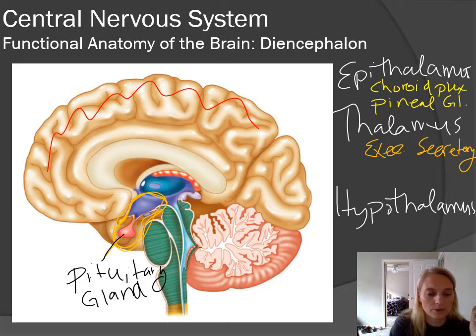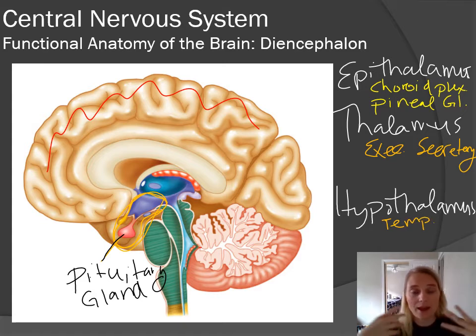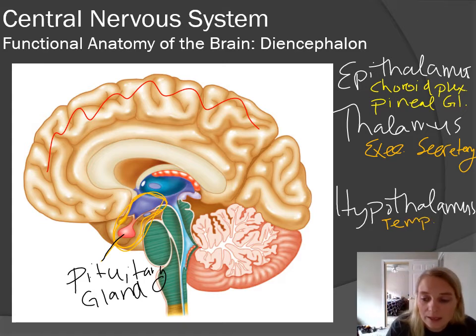So this right here is the pituitary gland coming off of the hypothalamus. So what we are going to cover in the hypothalamus is it's a big control center for a lot of things. So it's going to control temperature. So your internal thermostat is located in your hypothalamus. It is an autonomic reflex station.